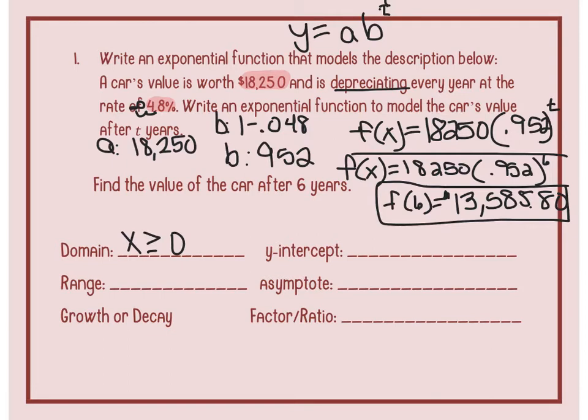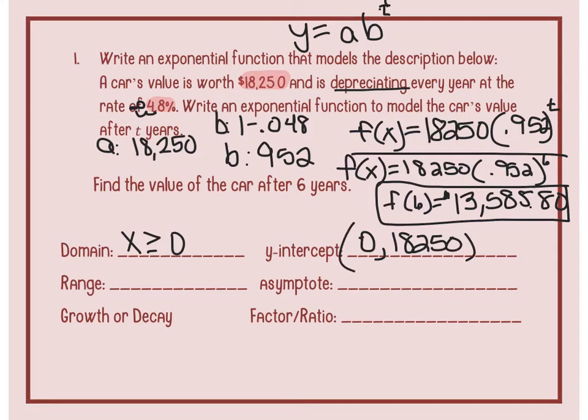So when we talked about, if we just have an equation without the real world model, its domain is all real numbers. I can choose any x values. But in this case, I can't choose a negative number. I can't say the car is negative 1 year old. So my number of years old is any number greater than or equal to 0. My y-intercept is my a value. So my y-intercept, my starting value, is (0, 18,250).